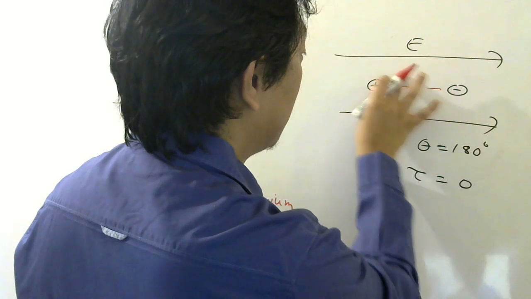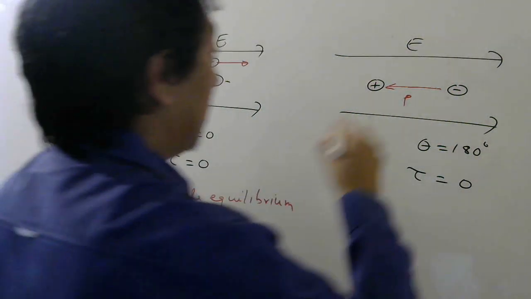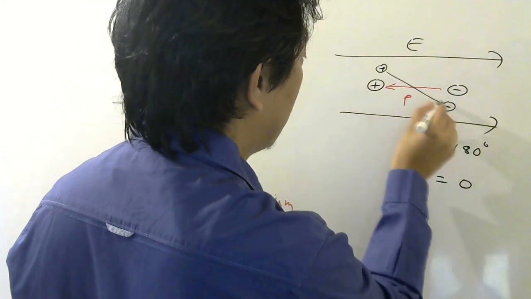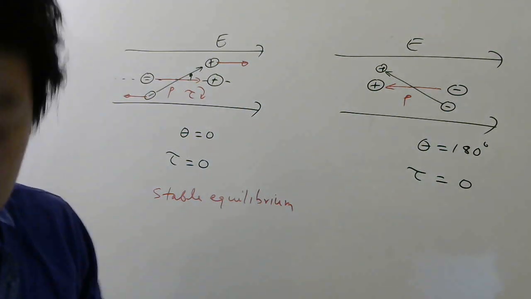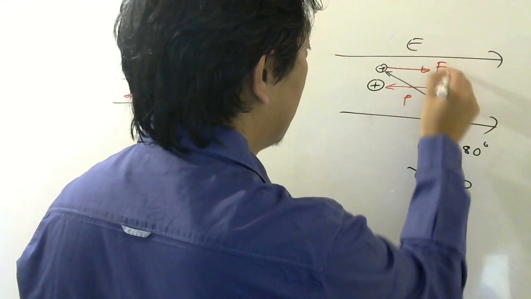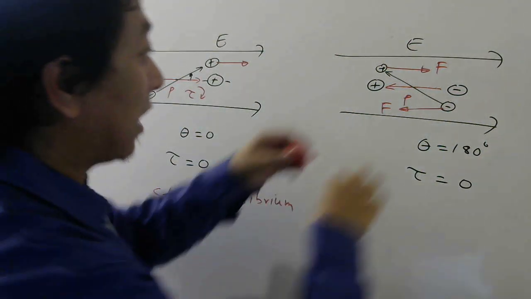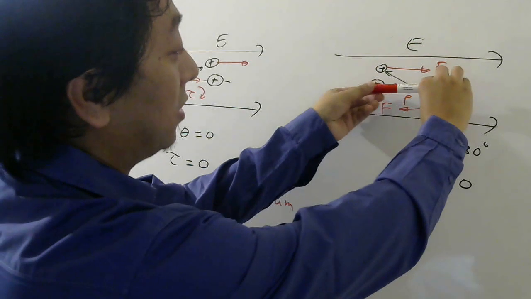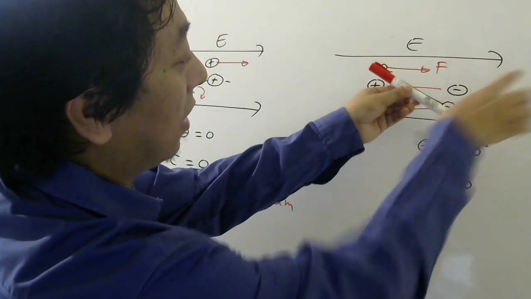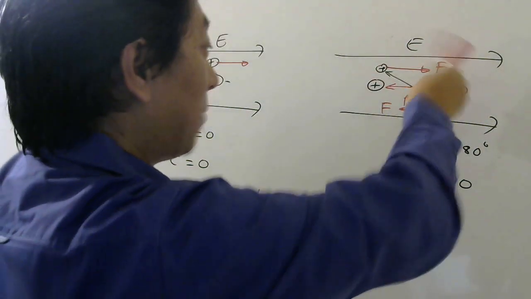Okay, let me draw it properly. Let's say I make this plus charge go slightly here, and the minus charge comes slightly here. So this is your dipole now. Where will the force be now? Plus Q will feel a force in the direction of the electric field, and minus will feel a force in the opposite direction. It was here, I gave it a displacement like this, then the forces are here and here. So what will happen? It will go this way. It will not come back.